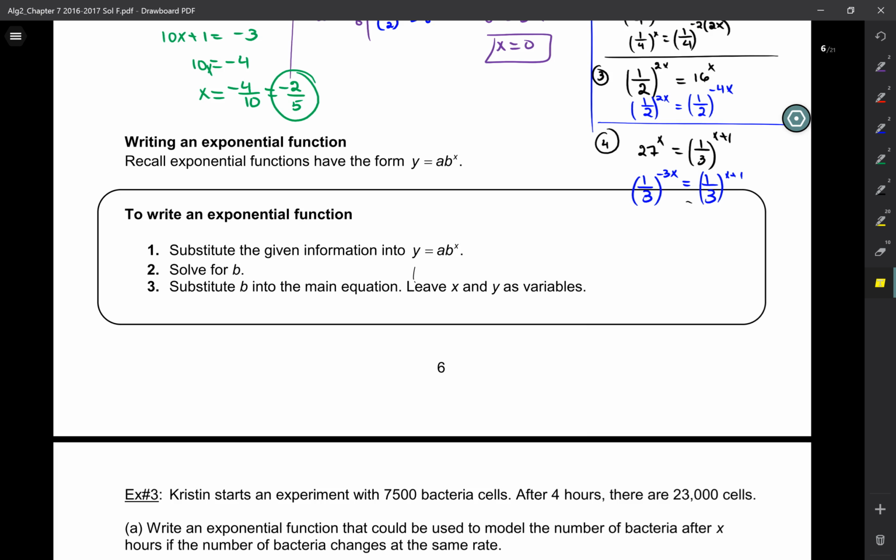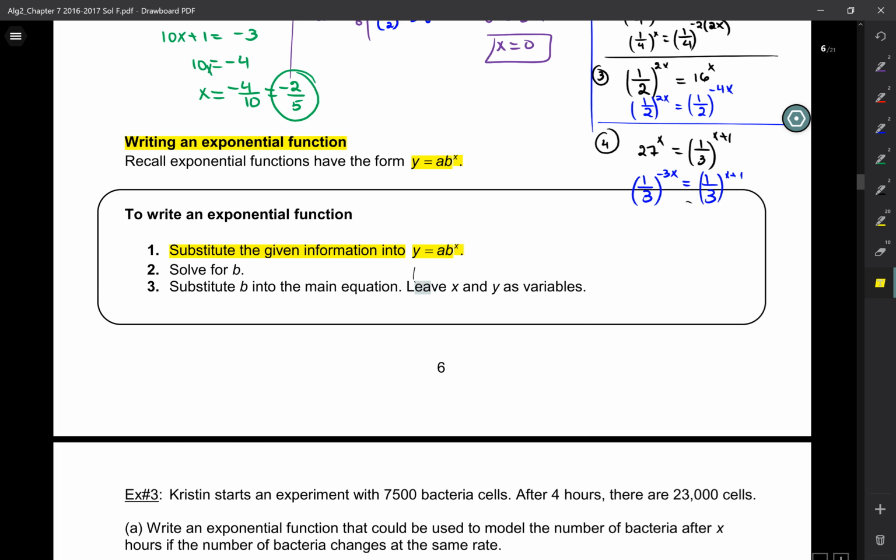But what you do is you take the real life situation and now you have to write an equation to model it. So many real life situations are modeled using exponential functions. So how do we write an exponential function? First and foremost, the general form of an exponential function is y equals a b to the x. How do you write an exponential function? Substitute the given information into this formula.